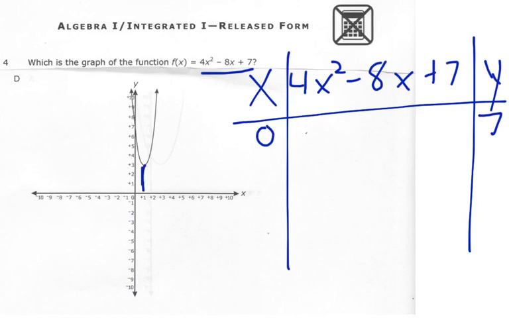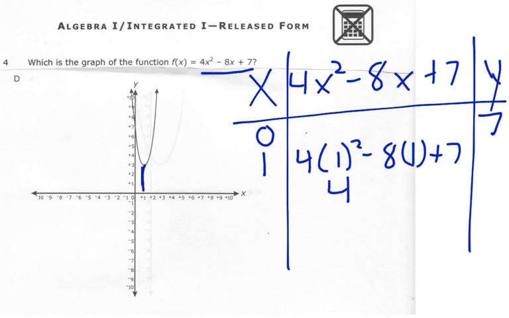So if I plug in a 1, it would be 4 parentheses 1 squared minus 8 parentheses 1 plus 7. And we do order of operations, so we do exponents first here. So 1 squared gives us 1, and then 4 times 1 gives us 4. And then now I'm doing minus 8 times 1, so that would give us minus 8 plus 7. And now I really need to be careful with my order of operations. I do add and subtract, whichever comes first from left to right, so 4 minus 8 is negative 4. Plus 7, which gives us 3.